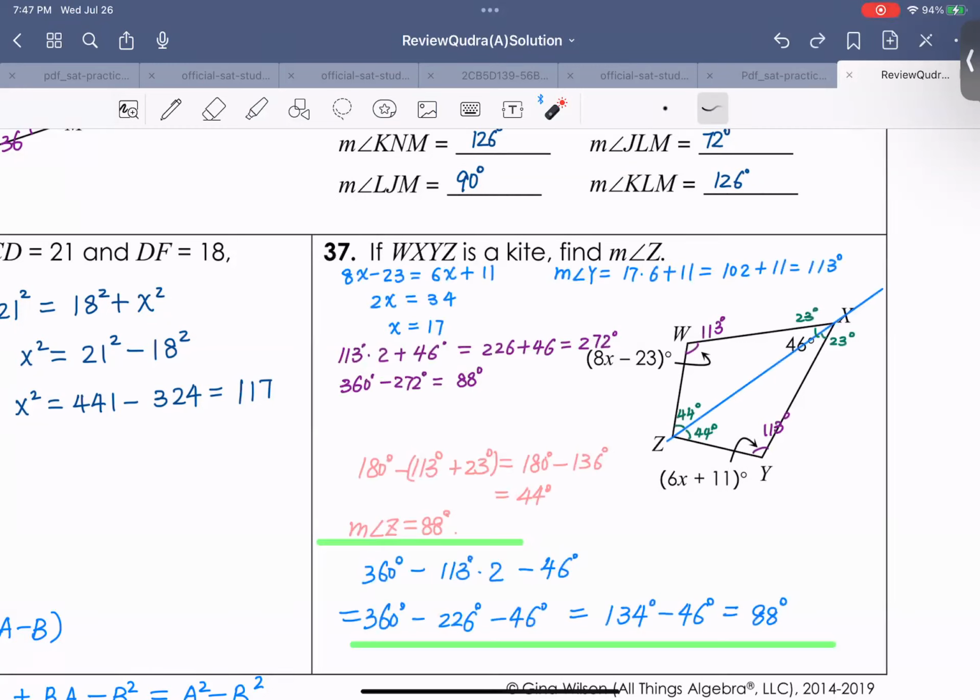Timothy, you got x equals 17. The first step, you messed up. The x is not correct. You have 8x minus 23 equals 6x plus 11. But when you move this to the other side, this is 34. You did that wrong, Timothy. You got the first step wrong. You have to change that.